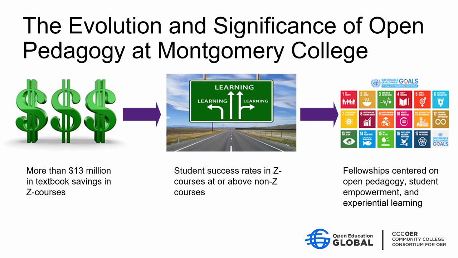And so as a result of being a part of the Achieving the Dream grant, we started looking at student success rates and how students are doing in these Z courses compared to students who are not in Z courses, Z standing for zero-cost textbooks. And we saw through the data that these students are doing as well as or better. And then we wanted to take that up a notch again.